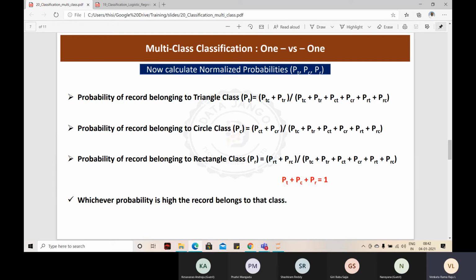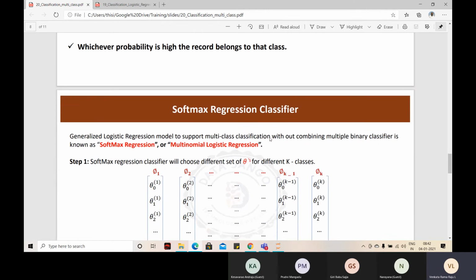If both are 0.9, it's anyway going to be 0.9 only, right? If both are 0.1, it's going to be 0.1 only, because if the record doesn't belong to that class, it's going to be less. If the record belongs to that class, it's going to be more. Think about it a little bit and you will get it.